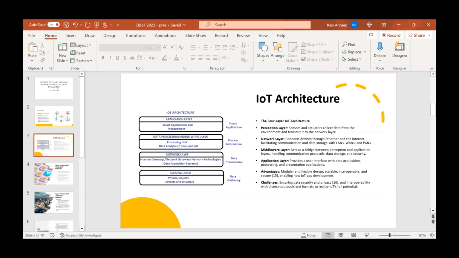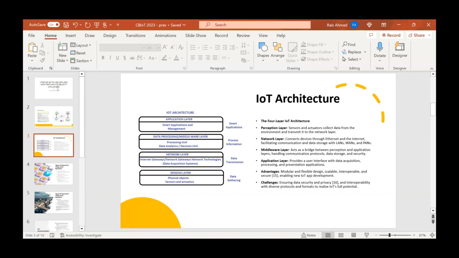In terms of security, IoT architecture is very important to consider. There are basically two types of IoT architecture layers: a 5-layer architecture and a 4-layer architecture. In this paper, we are considering only the 4-layer architecture. One is the application layer, where all the applications and management are connected.